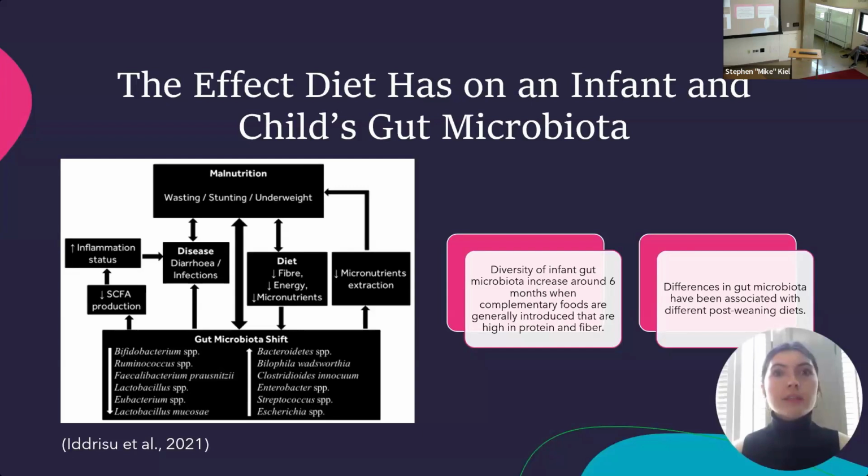This diagram represents the changes that occur in the gut microbiota that are associated with childhood malnutrition and the reductions in beneficial species and increases in harmful species. The arrows represent the factors that increase or decrease during childhood malnutrition.